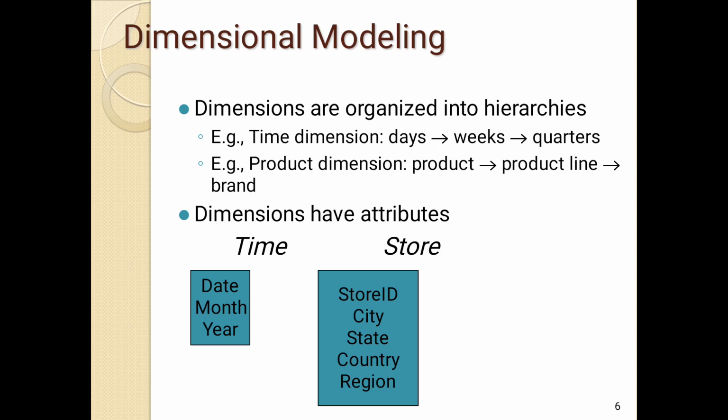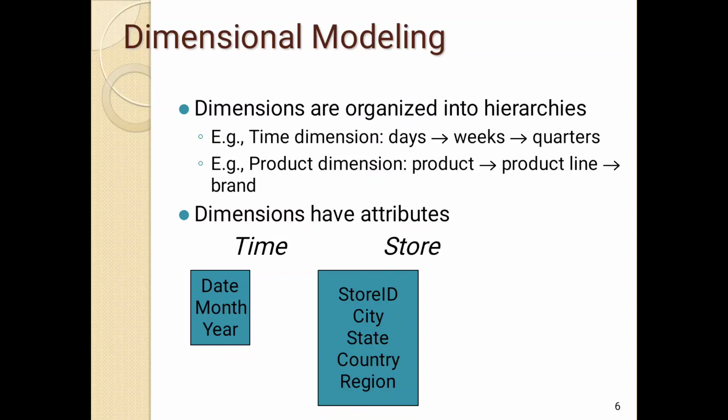So time dimension we have seen, right? Product dimension, so consider a single product. So what about the product line and the brand of the product? Okay, so see this, the dimensions have attributes. The first one, consider time. We are generally considering time, right? So basically, in which date the product is sold, in which day the product is sold. So time means we are going to consider date, month, year.